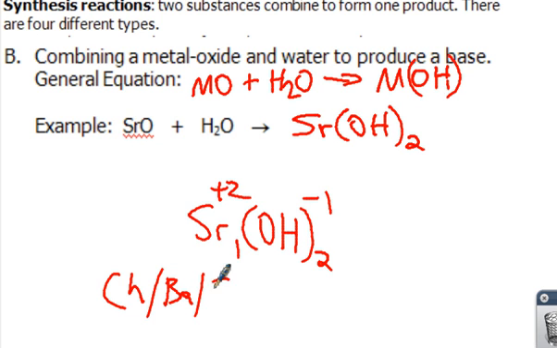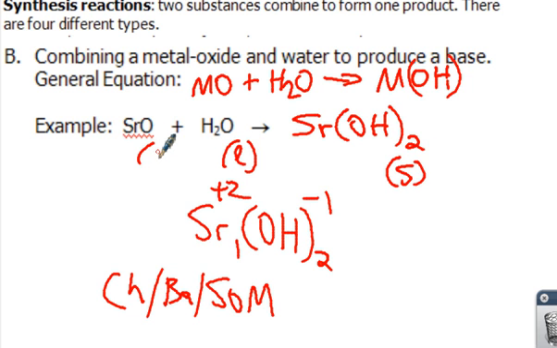States of matter. Hydroxides are generally insoluble. They're solid. Water is usually a liquid. And oxides are usually solid. So you would drop this solid into the water, and some of the solid might react and make strontium hydroxide.